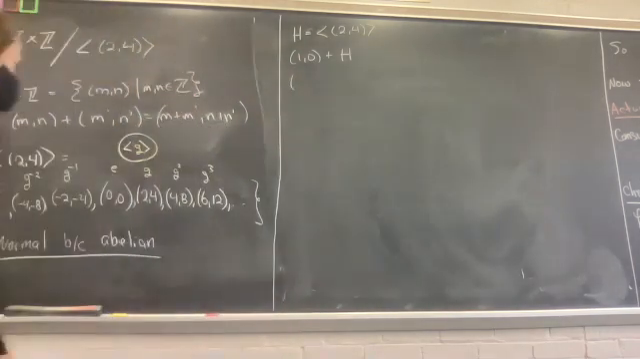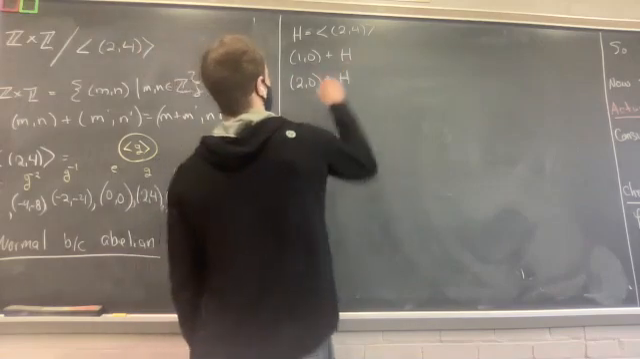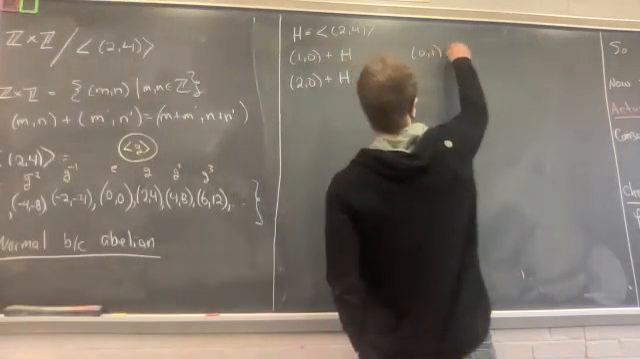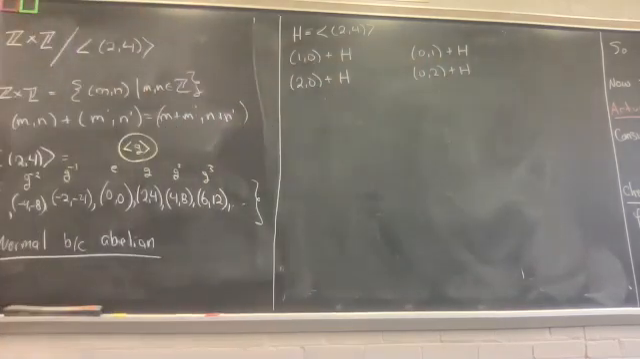Then maybe, let's see, we could also have (2, 0) plus H, right? So that would be exactly everything here, except we add 2 to all of the first entries. And then likewise, we could have (0, 1) plus H, (0, 2) plus H, and so on and so forth. So let's look at this and see, well, what kind of group structure might we get? And I think this could be a little bit tricky.